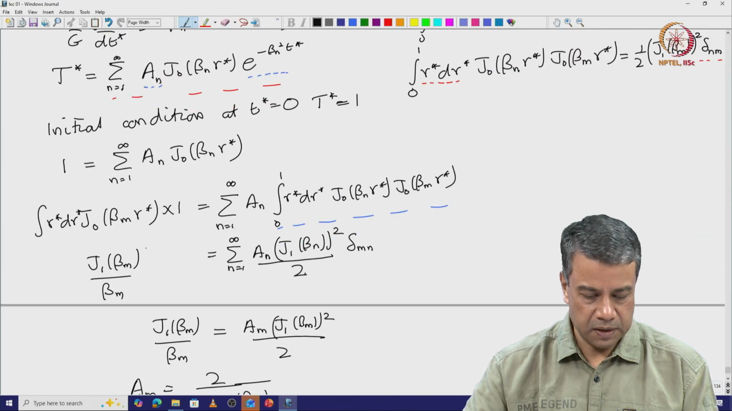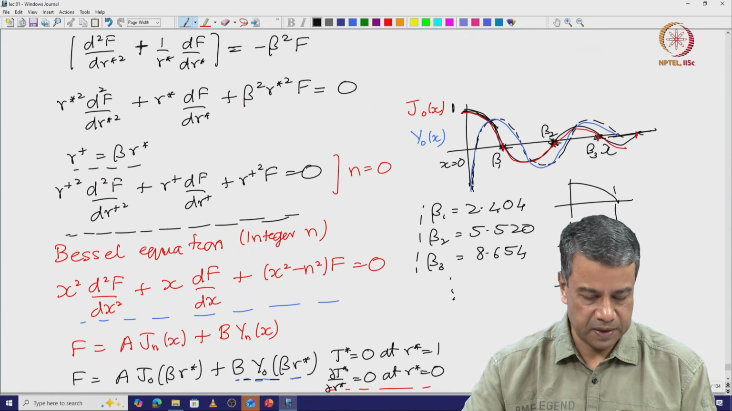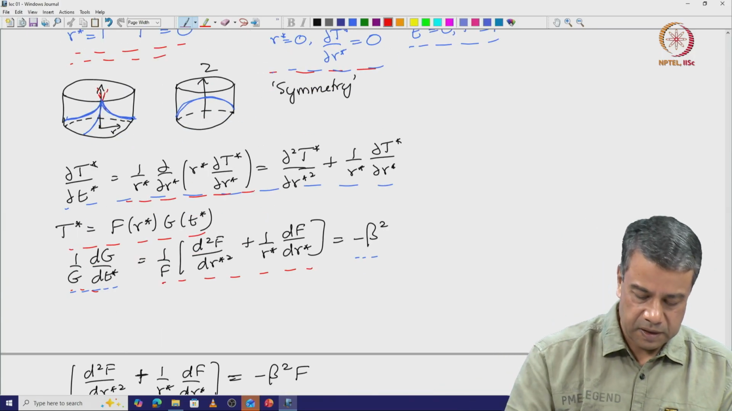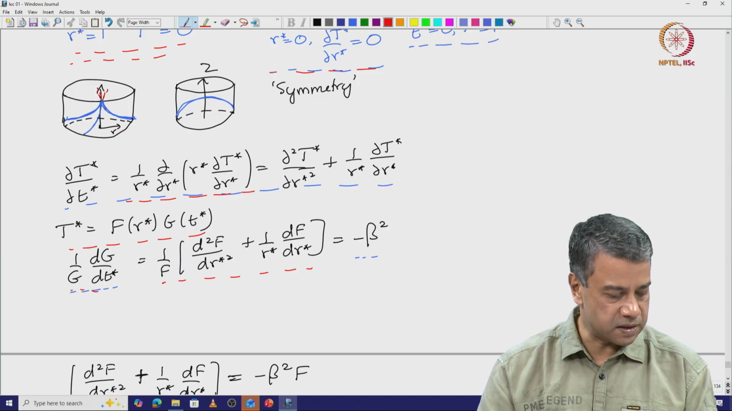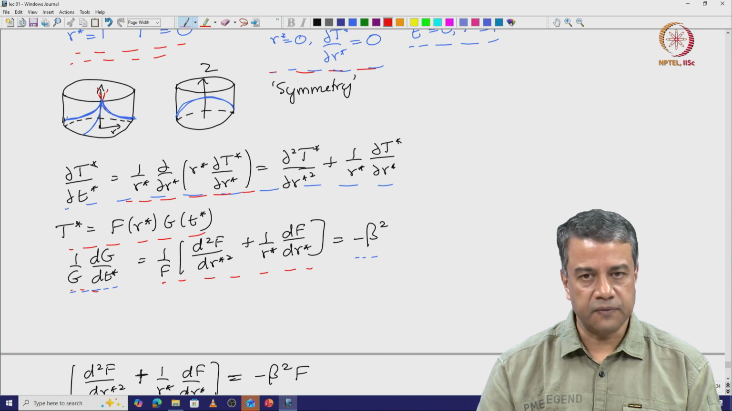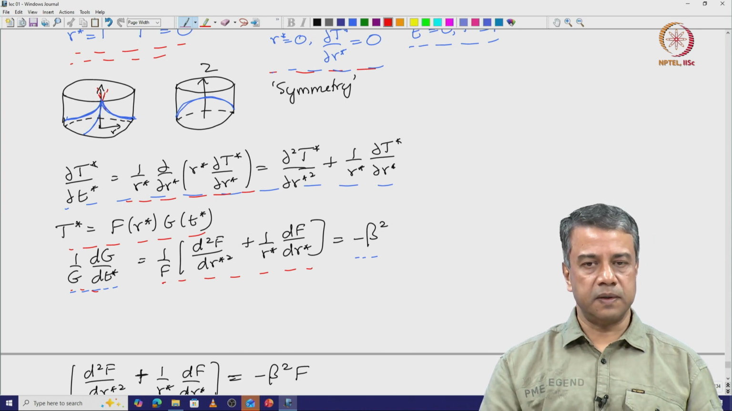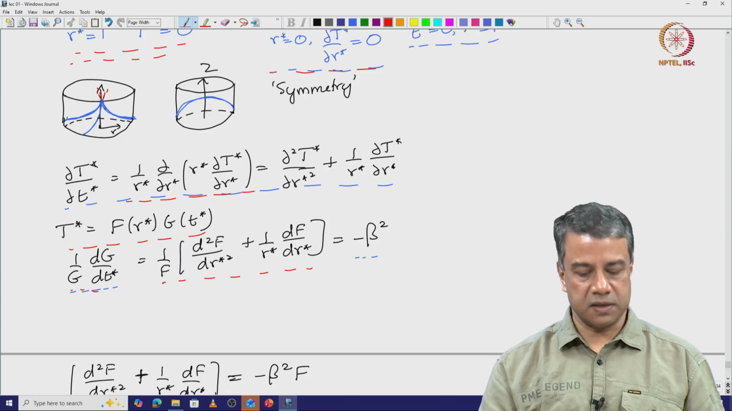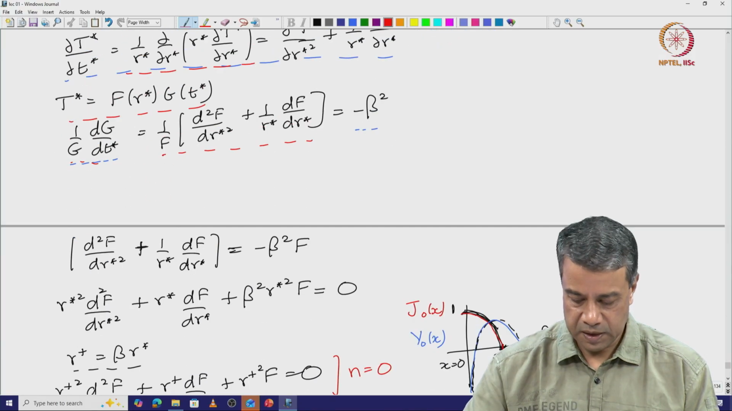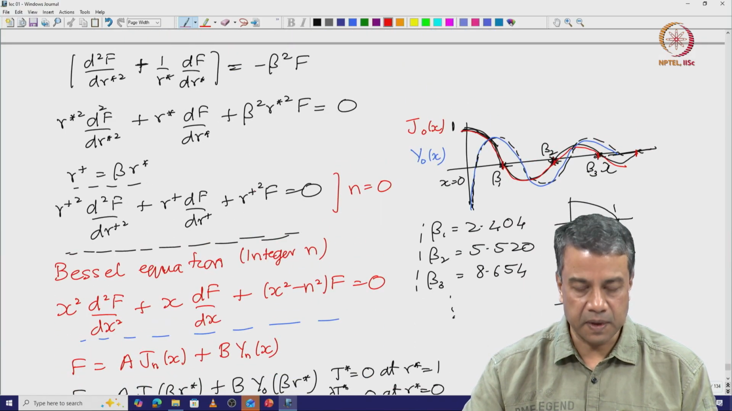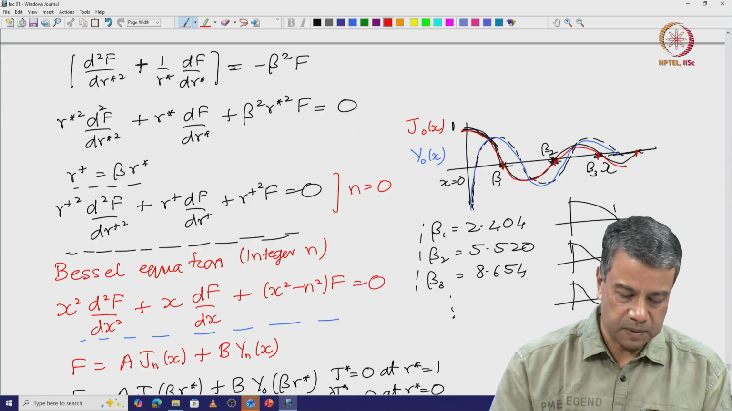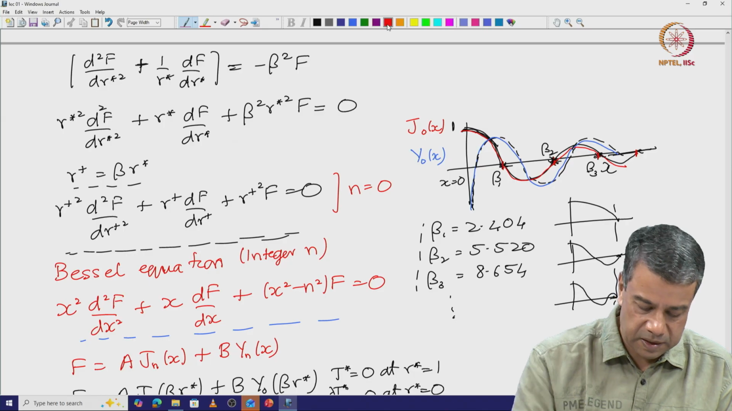So, to recall, in this cylindrical coordinate system, as you can see, the differential operator is slightly different. That is because the surface area changes as the distance changes. And therefore, whereas in a Cartesian coordinate system you get sines and cosines as the solutions, in this coordinate system you get what are called Bessel functions. These Bessel functions can be plotted by solving the differential equation. The Bessel functions are solutions of this Bessel equation.